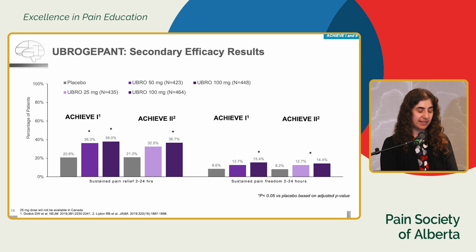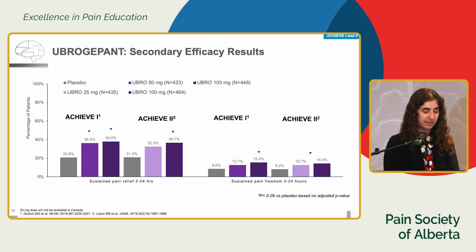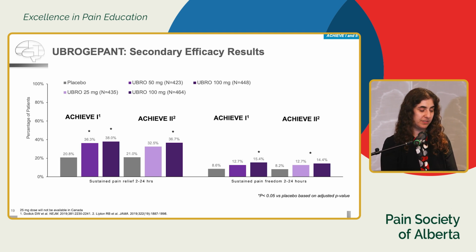And then looking at some of the secondary efficacy results for ubrogepant here. Again, Achieve-1 and Achieve-2 were quite similar overall, and we can ignore the ubrogepant 25 milligram on this chart. It was looked at in some of the studies, but it's not coming to market at that dose, and we're just using the 50 or 100 milligram dose. If we focus on those two, somewhere between 36 to 38% or so of patients are having sustained pain relief at 2 to 24 hours, and sustained pain freedom is lower, somewhere between 12 to 15% or so.